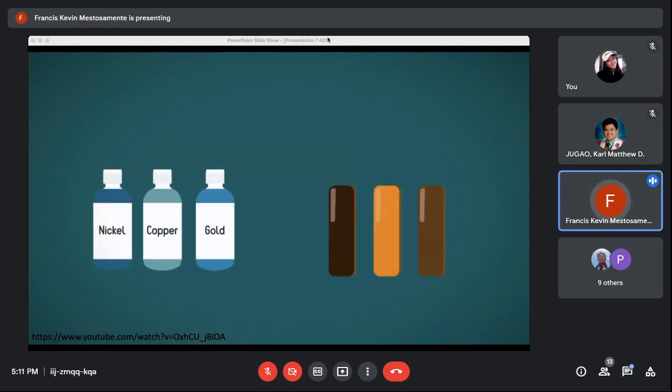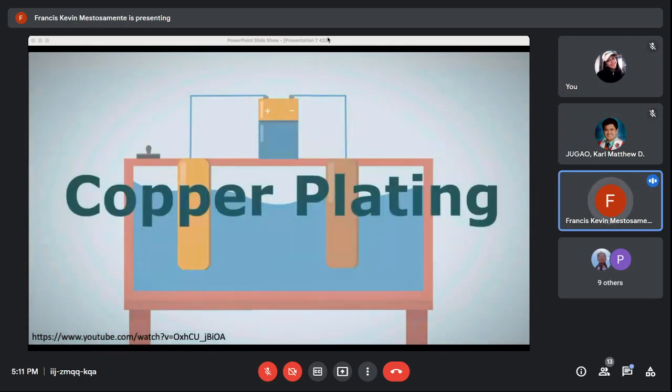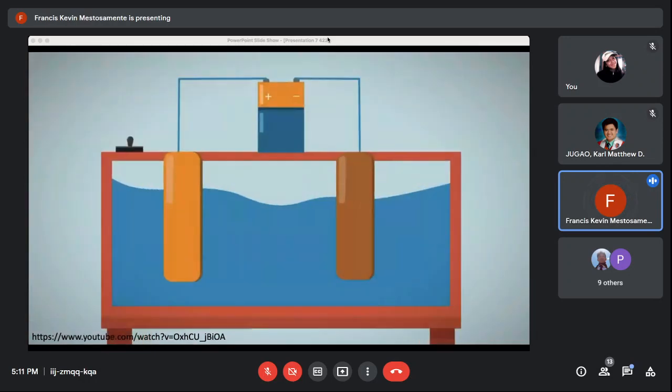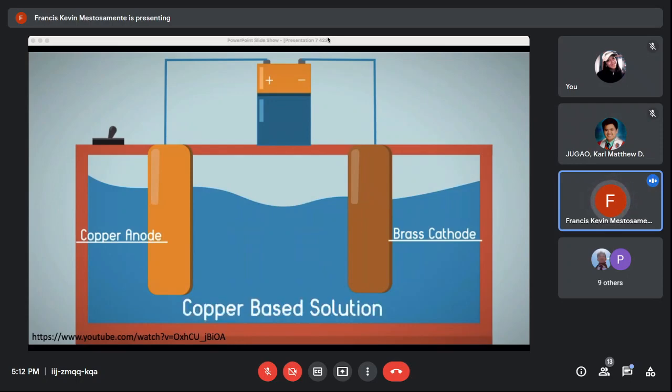The electrodes and electrolyte are carefully chosen based upon what metal you are plating with. So if you want to copper plate another metal, you will use a copper-based electrolyte solution and have a copper anode. The copper for the plating comes from the electrolyte solution, which in turn has its stocks replenished by the copper anode. So let's look at copper plating as an example. We want to copper plate some brass. So we have a copper anode, a brass cathode, and a copper-based solution for the electrolyte.